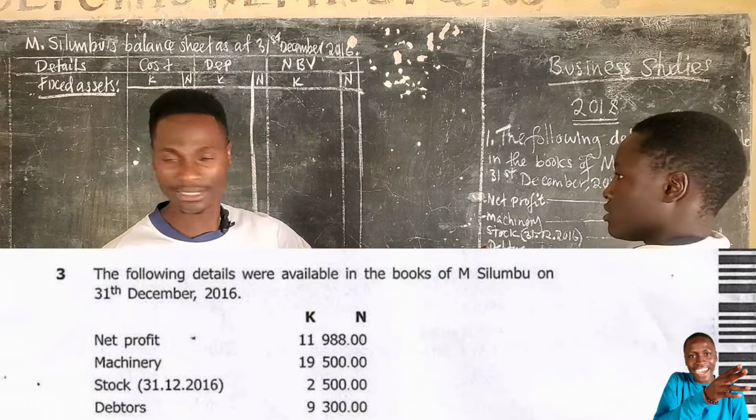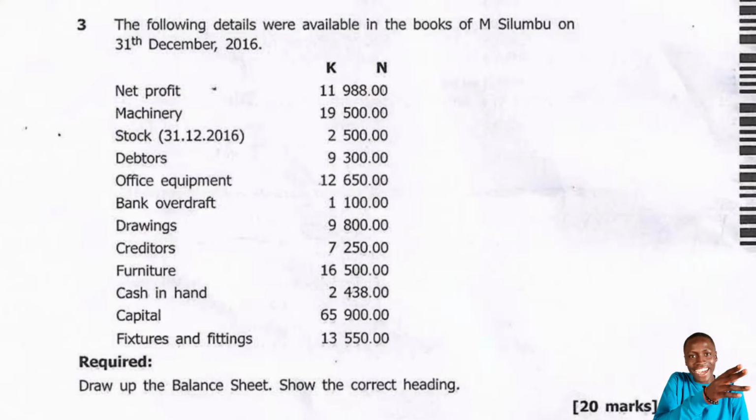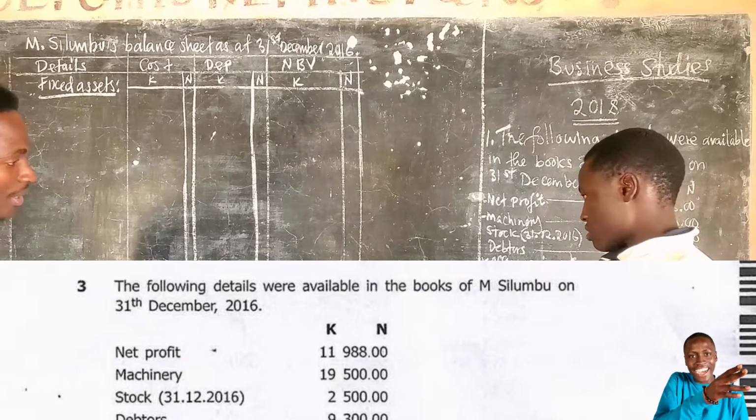Debtors is also a current asset. Office equipment, fixed asset. So you already have two. Let's go. Bank overdraft, current liability. Drawings is not supposed to be under fixed assets. It's under financed by. Creditors, current liability. Furniture, fixed asset. Fixtures and fittings, fixed assets. So we have 1, 2, 3, 4 fixed assets.